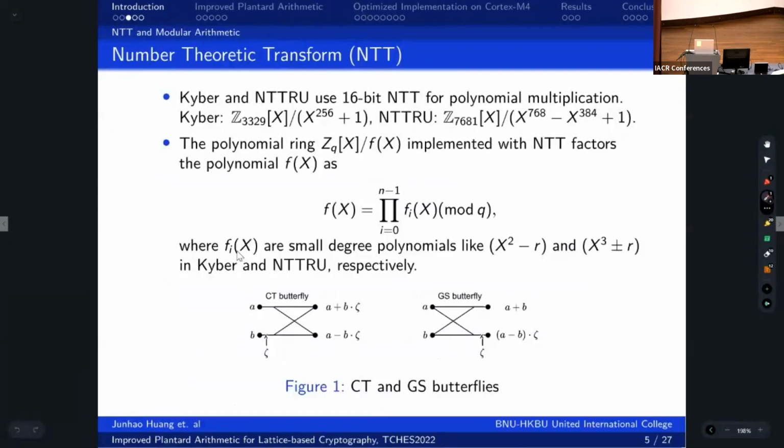The design of Kyber and NTTRU enables us to implement the polynomial multiplication over these 2 polynomial rings with the 16-bit NTT. An NTT can factorize these polynomial rings into the product of many small degree polynomials. The core operation of the NTT is the butterfly unit, where CT and GS butterflies are 2 commonly used butterfly units. During each butterfly unit, the most time-consuming operation is the modular multiplication by the twiddle factor, where the twiddle factor is a well-known constant.